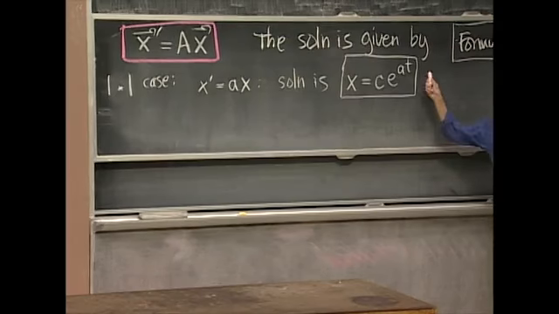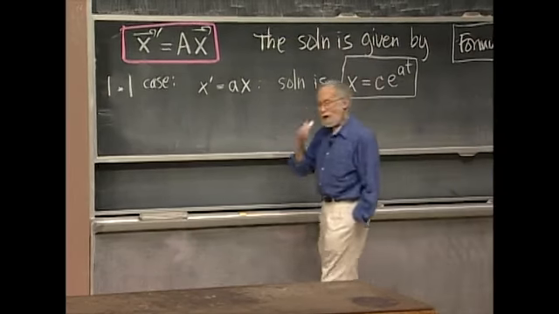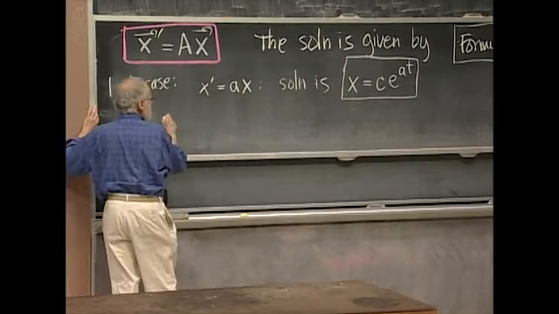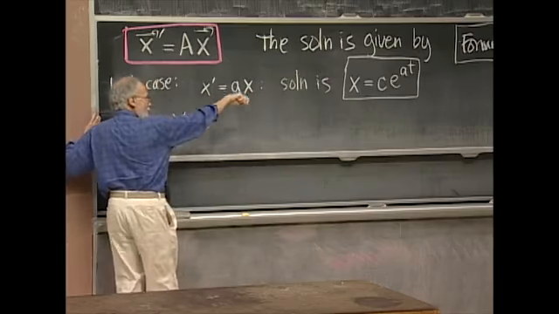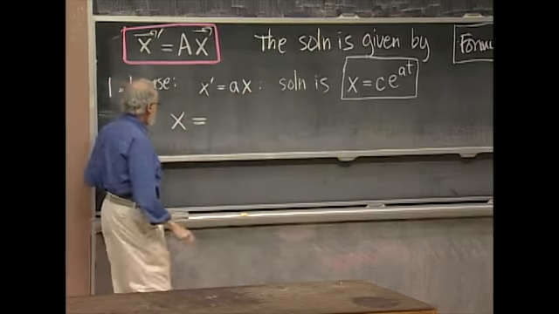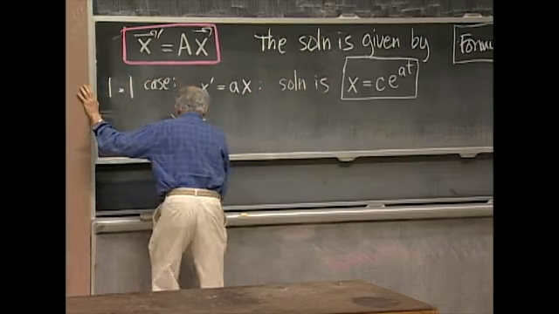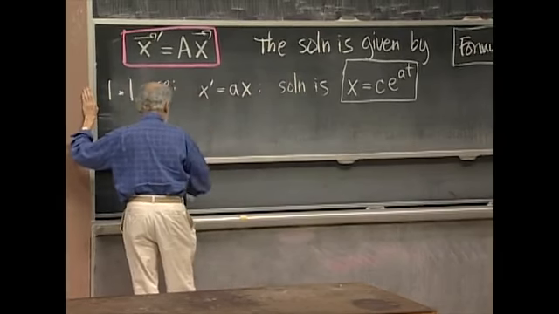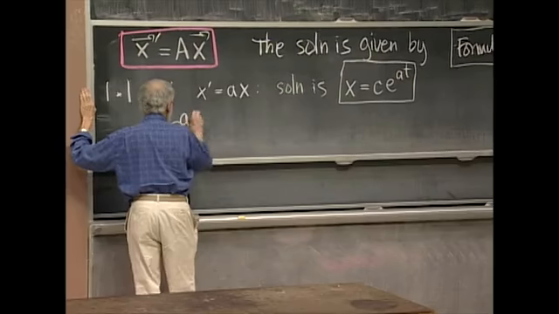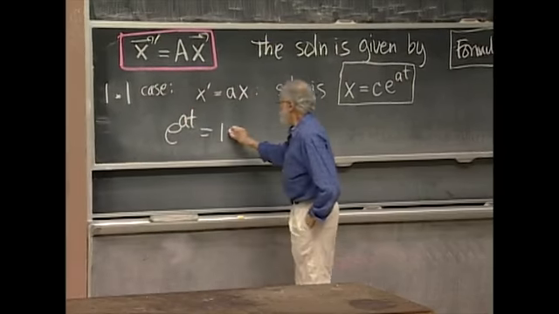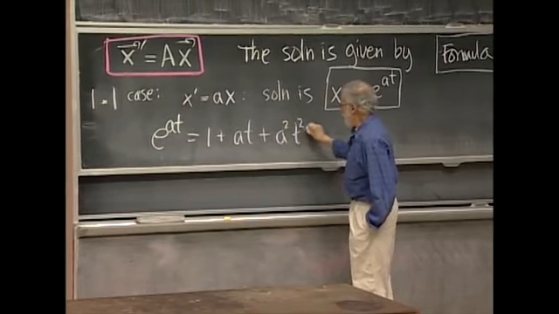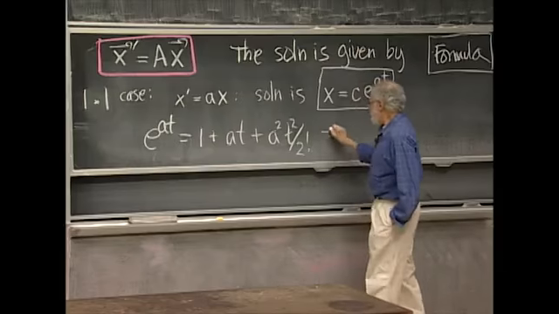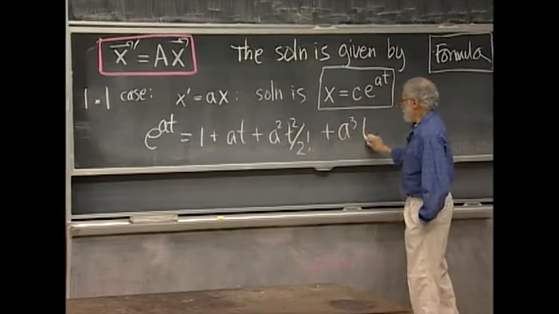So the naive definition of the exponential function won't work. Instead, I'll use the definition of the exponential function that comes from an infinite series. So leaving out the arbitrary constant, which we don't have to bother with, e to the at is the series 1 plus at plus a squared t squared over 2 factorial. I'll put out one more term, and let's call it quits there.